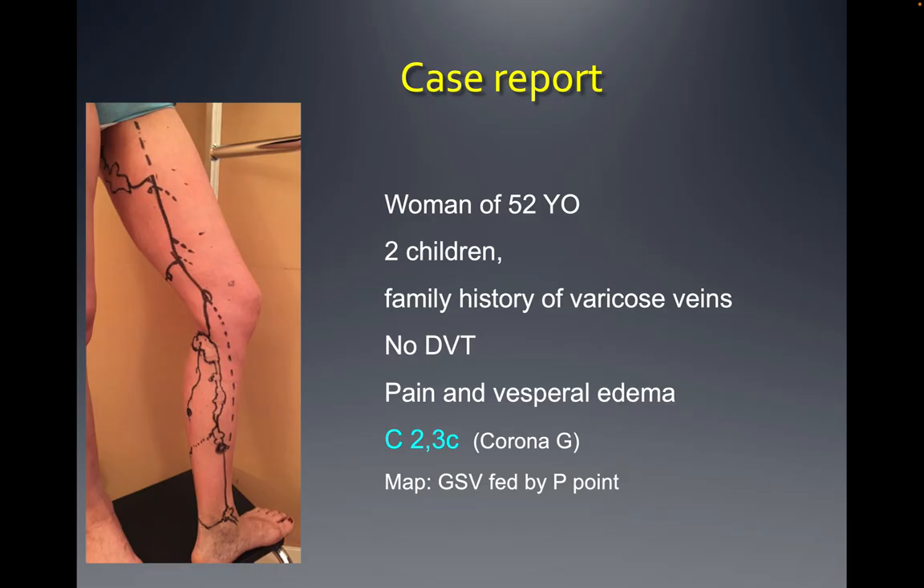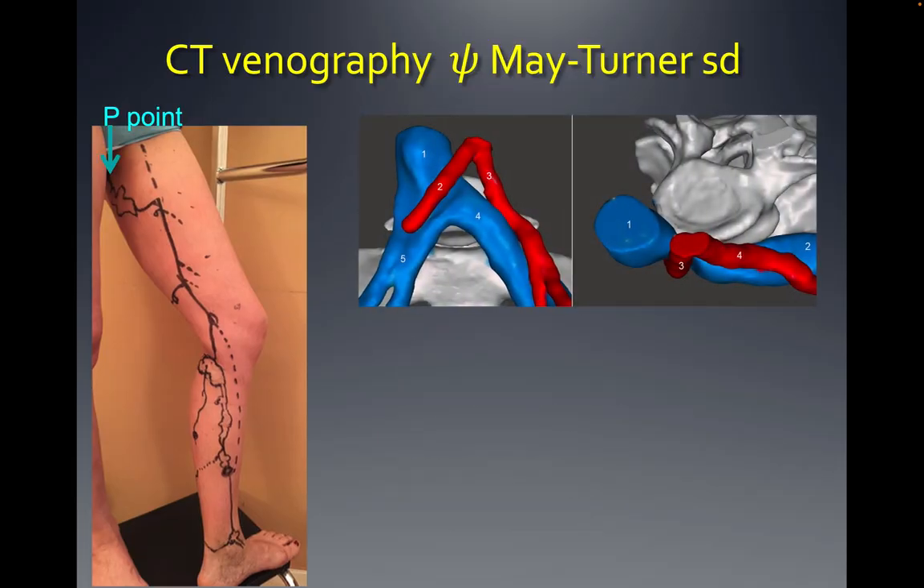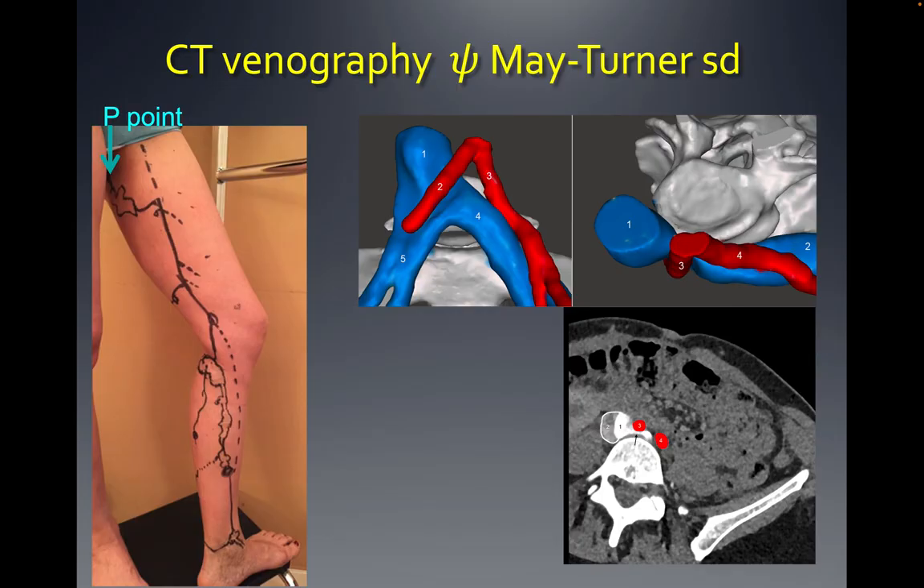This case report of a woman with varicose veins is showing an axial reflux of the great saphenous vein trunk, but this is not coming from the inguinal area, it's coming from the P point and the perineal network. Here in this case, the origin is a pseudo-May-Thurner syndrome, and you can see here the compression of the left common iliac vein and vena cava by the right common iliac artery, very nicely.